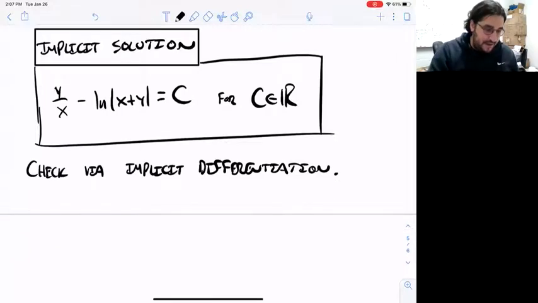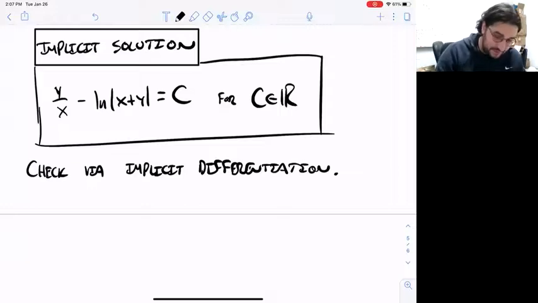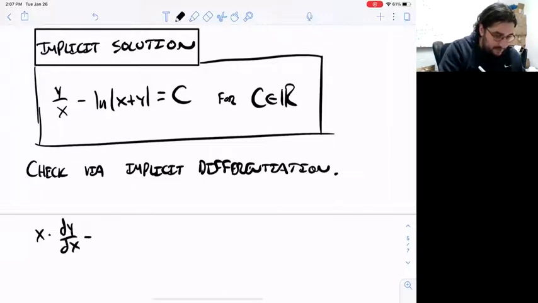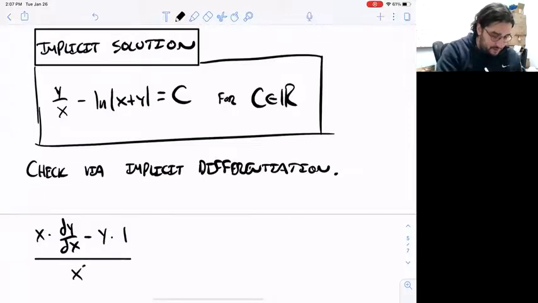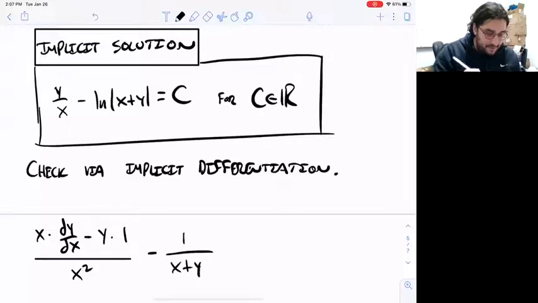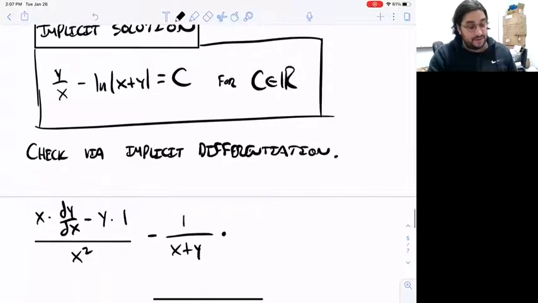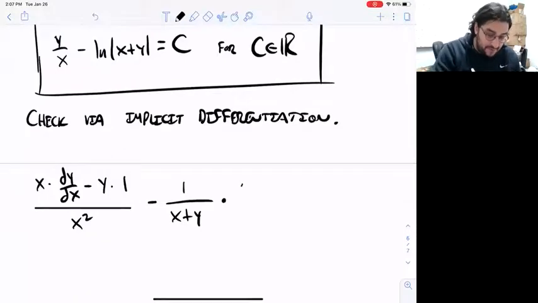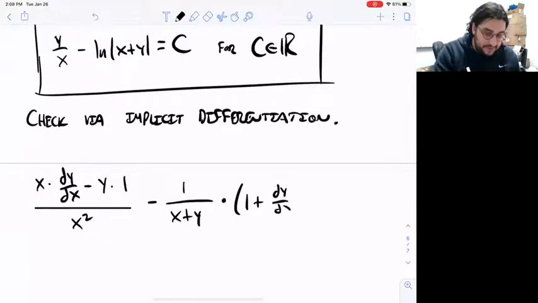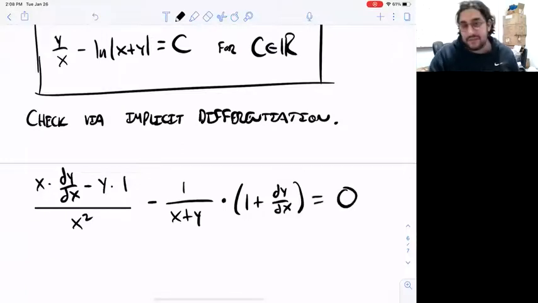So here, if I do implicit differentiation, I'm going to start with the quotient rule on that y over x, right? So I do my denominator times the derivative of the numerator minus the numerator times the derivative of the denominator, all over the denominator squared. Then I'm going to do the derivative of the logarithm, which is just 1 over the inside function. But I do need chain rule here, so it's going to be 1 plus dy dx when we differentiate that inner function. The right-hand side, the derivative is just 0.